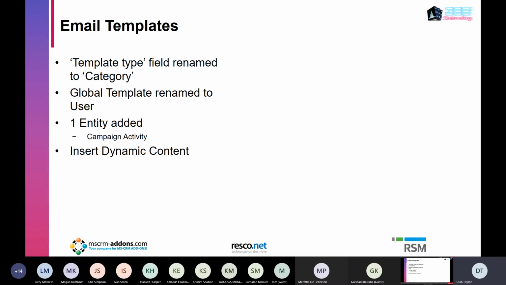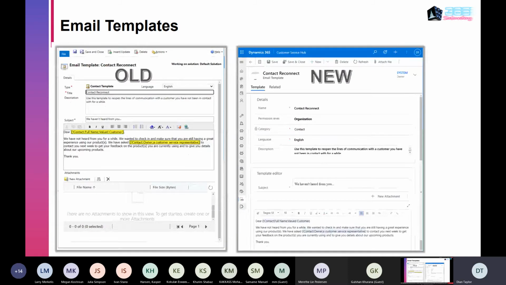You can also create a new email template from the email compose window, because there's a button there that allows you to save that as a template. And this is what that looks like. We can see here that old experience, and we can see here that new experience from what we have now in the unified interface. And here you can see those fields: contact, full name, value customer. Very similar. It's just not showing in that yellow color anymore.